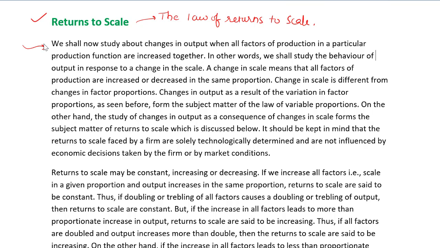We shall now study the changes in output when all factors of production in a particular production function are increased together. That means both the fixed factor as well as the variable factor are increased together. In other words, we shall study the behavior of output in response to a change in the scale. A change in the scale means that all the factors of production are either increased or decreased in the same proportion.